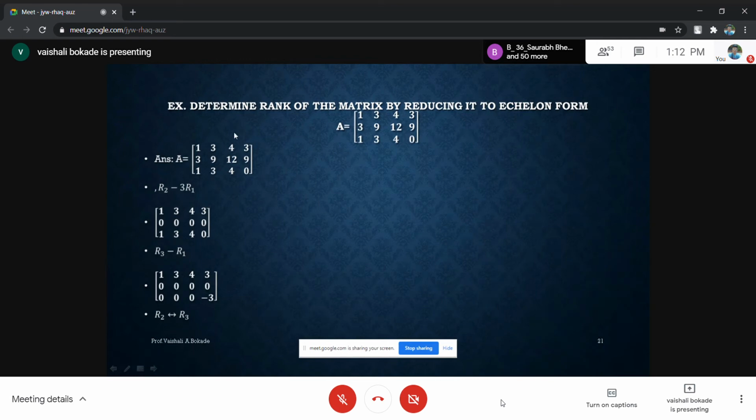I'm just writing this as a 3 by 4 matrix, and then I have to start with my solution. According to the solution, what I told you is that we will use only row transformation here. So we are going to use only row transformation.